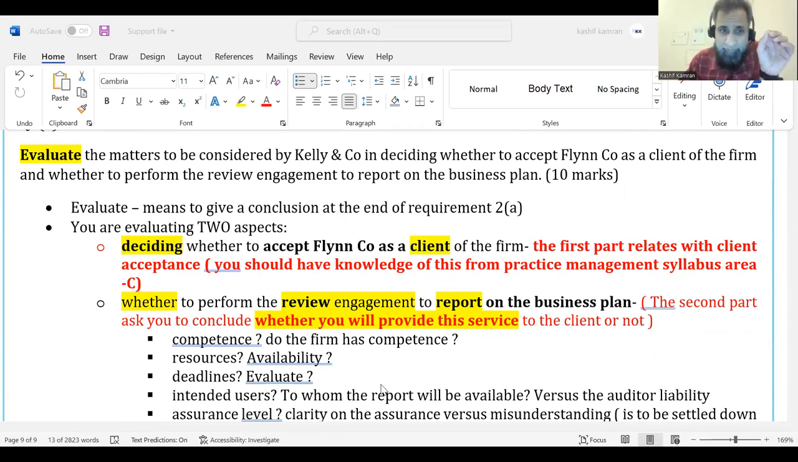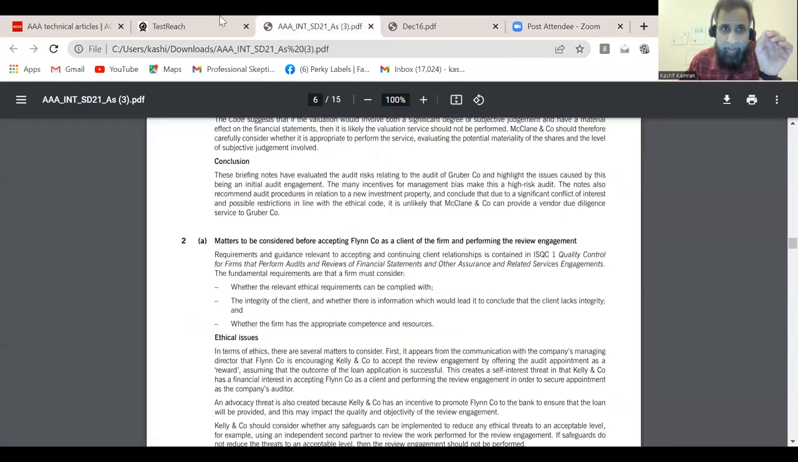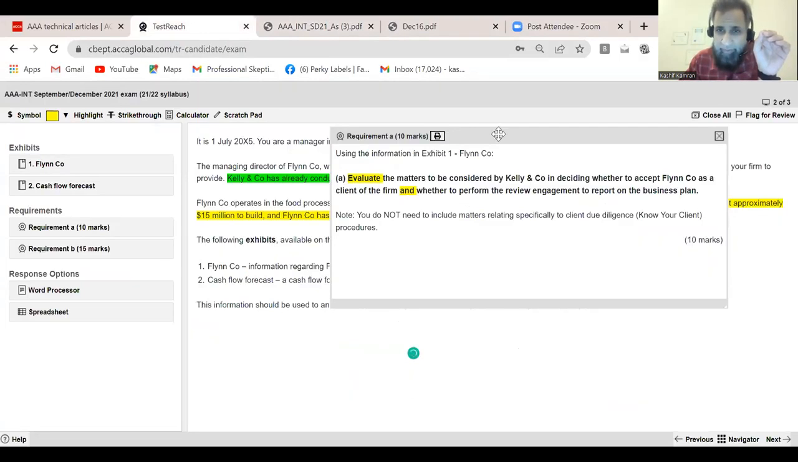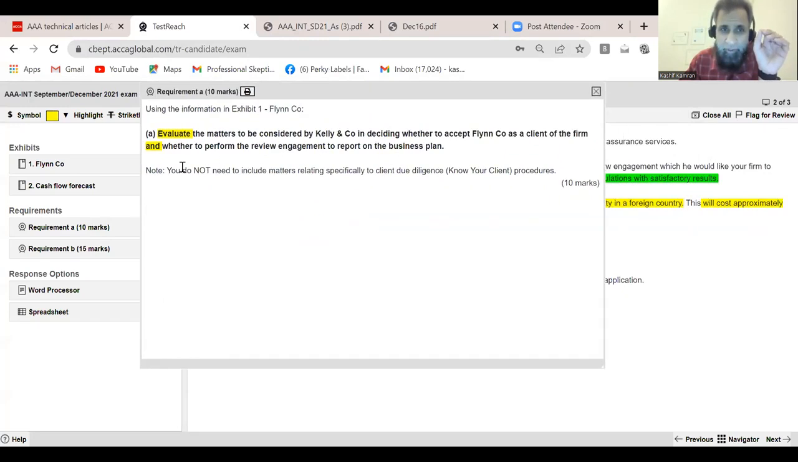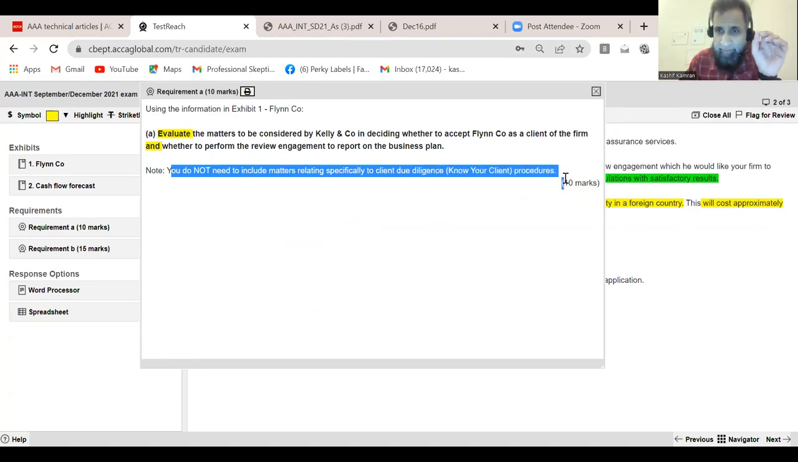Let me show you that. This was very clearly mentioned by the examiner when we were looking at the practice platform yesterday. I hope you can see the practice platform on the screen. The examiner was very clear here: you do not need to include the methods relating to client due diligence, know your client procedures.